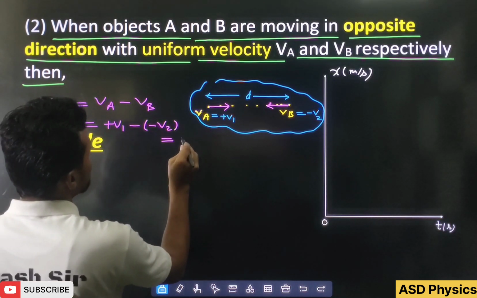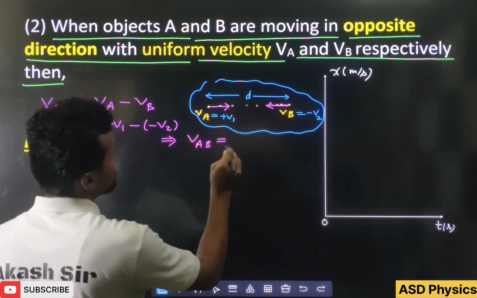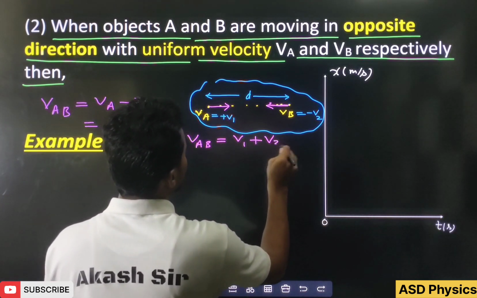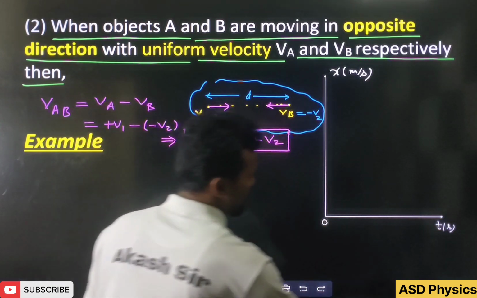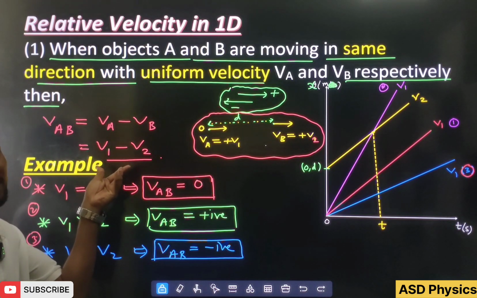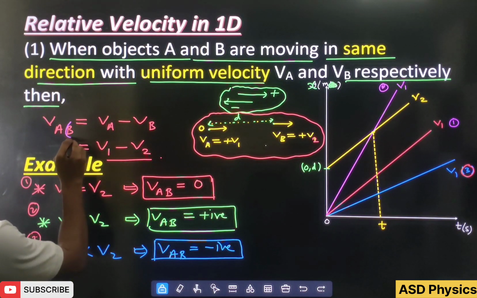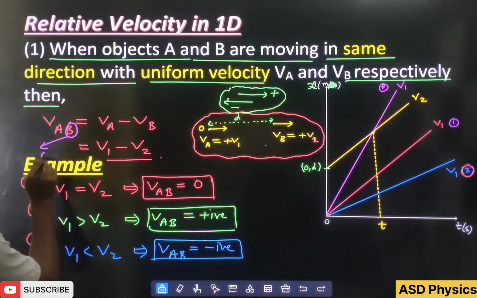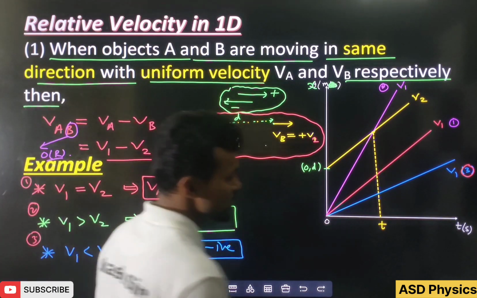Then you know very well, students, the velocity of object A with respect to object B will add up: V1 plus V2. Remember that when they are going in the same direction, it will subtract: V1 minus V2. And who is the observer here? This B is the observer. A with respect to B means B is the observer at rest, and velocities will be subtracted.